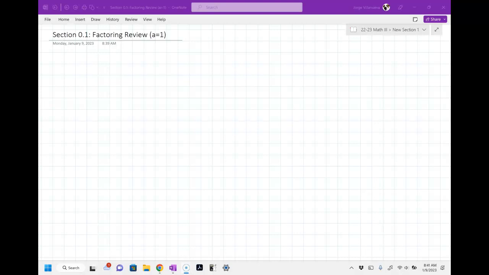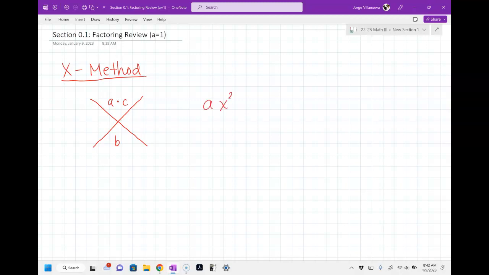So here we go. So the X method, just to remind you, it basically looks like this, right? On the top, you're going to put your A times C. And on the bottom, you're going to put your B value. Now, if you're wondering what the heck is my A times C and what's my B value, well, normally you have a function that looks like this, ax squared plus bx plus c.